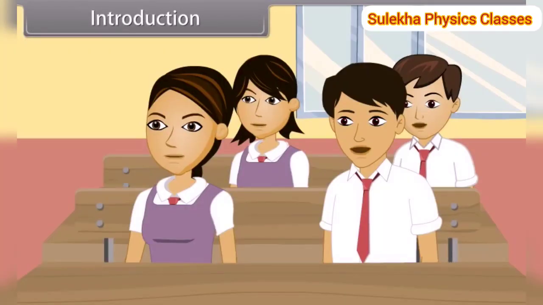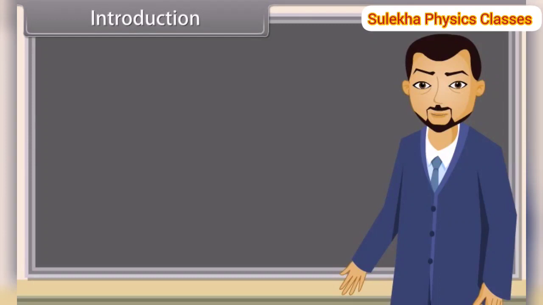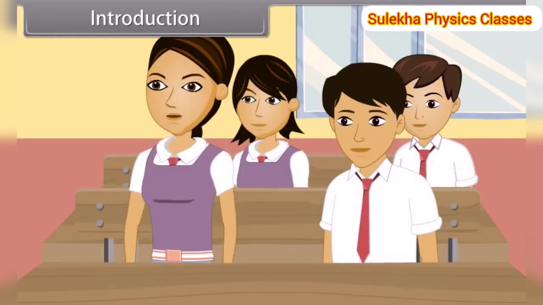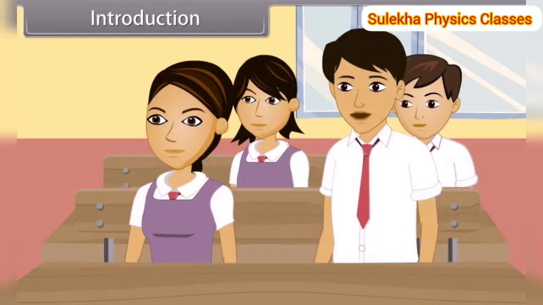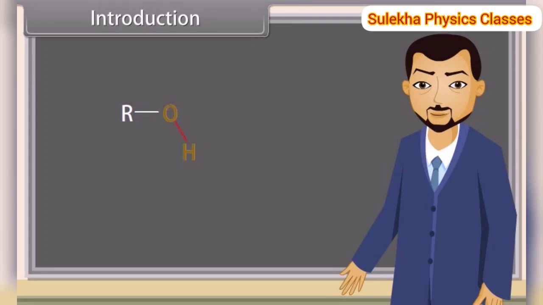Good morning, teacher. Good morning, students. Today we will learn about alcohols, phenols and ethers. Sir, what are alcohols? Alcohols are compounds in which one or more hydrogen atoms in an alkane have been replaced by hydroxyl group. What is hydroxyl group, teacher? The hydroxyl group is a functional group consisting of a hydrogen atom covalently bonded to an oxygen atom.